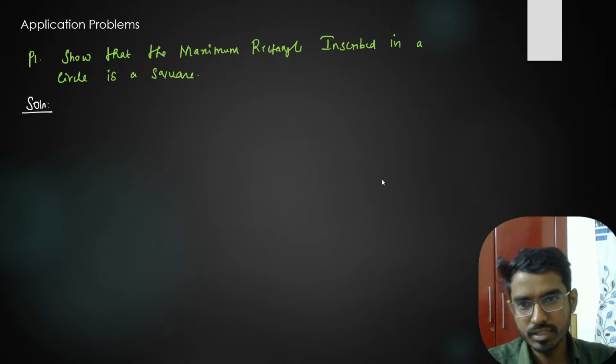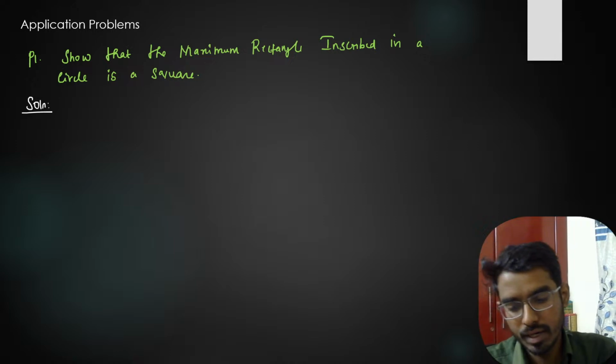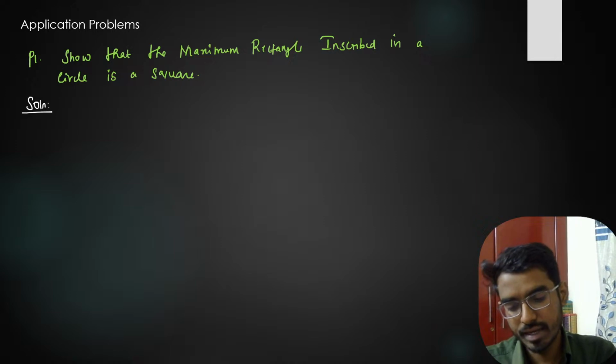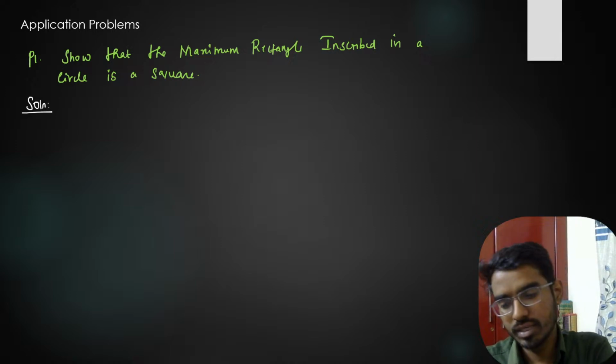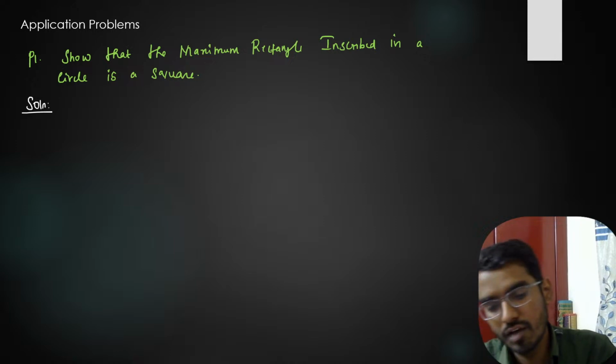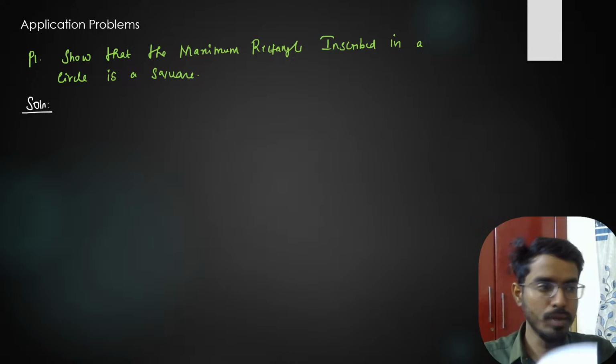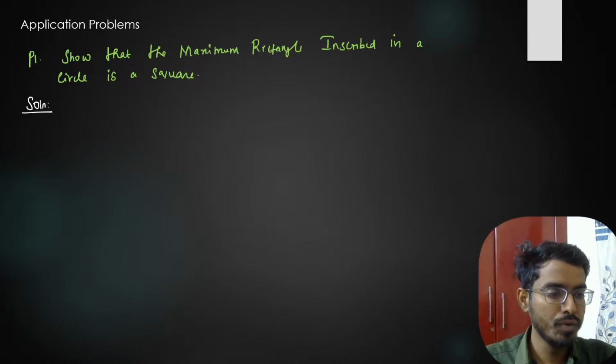Okay, so show that the maximum rectangle inscribed in a circle is a square. So inside a circle, you need to inscribe a rectangle. So the area of that rectangle will be maximum if that rectangle is a square. That is what we're going to prove now.